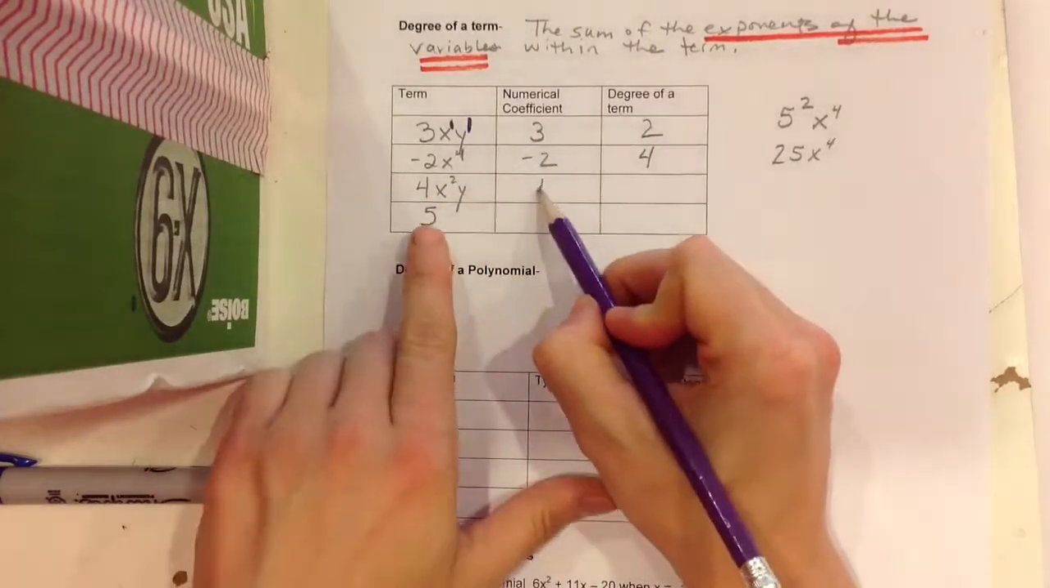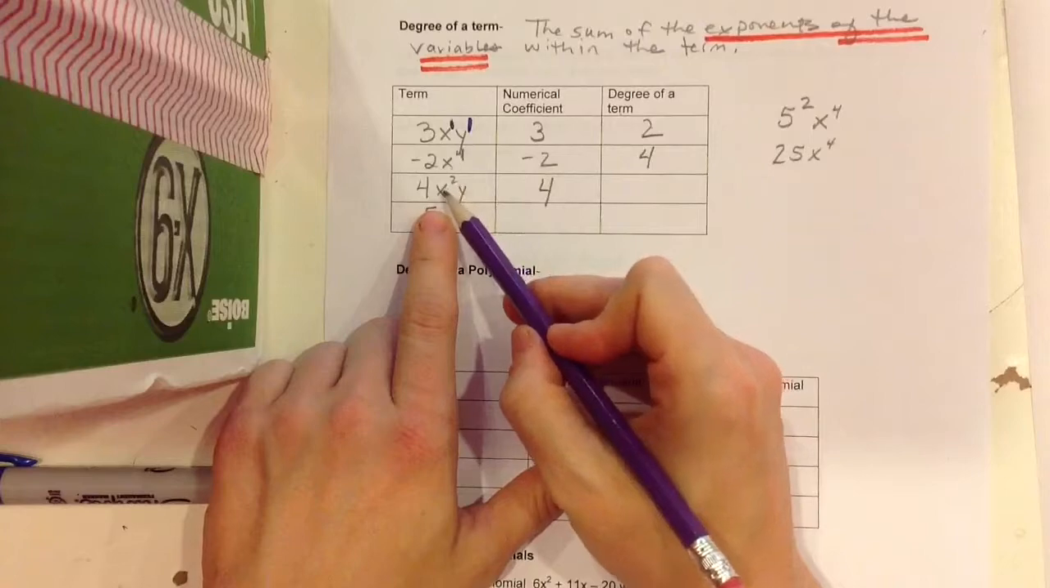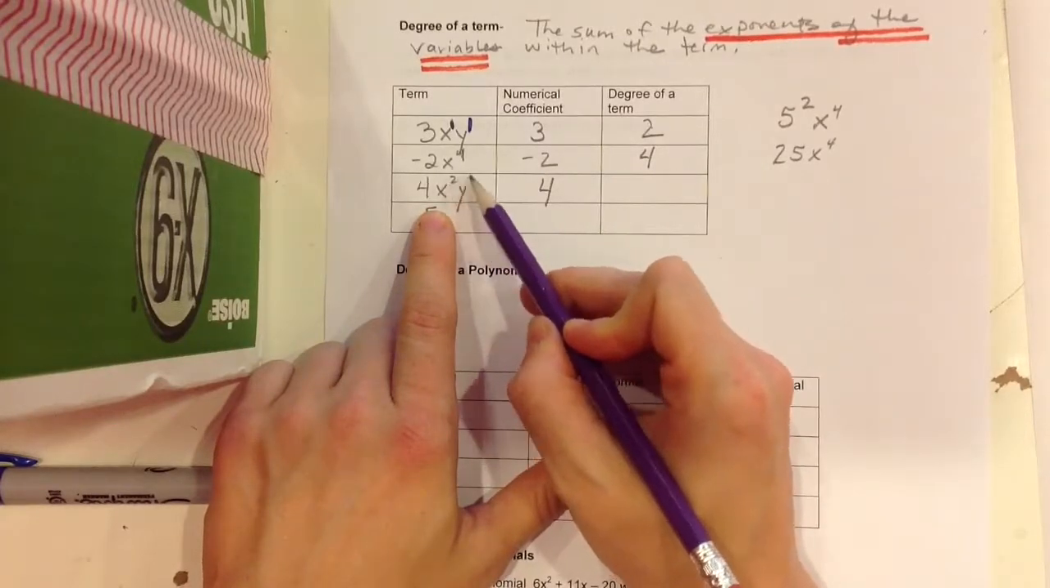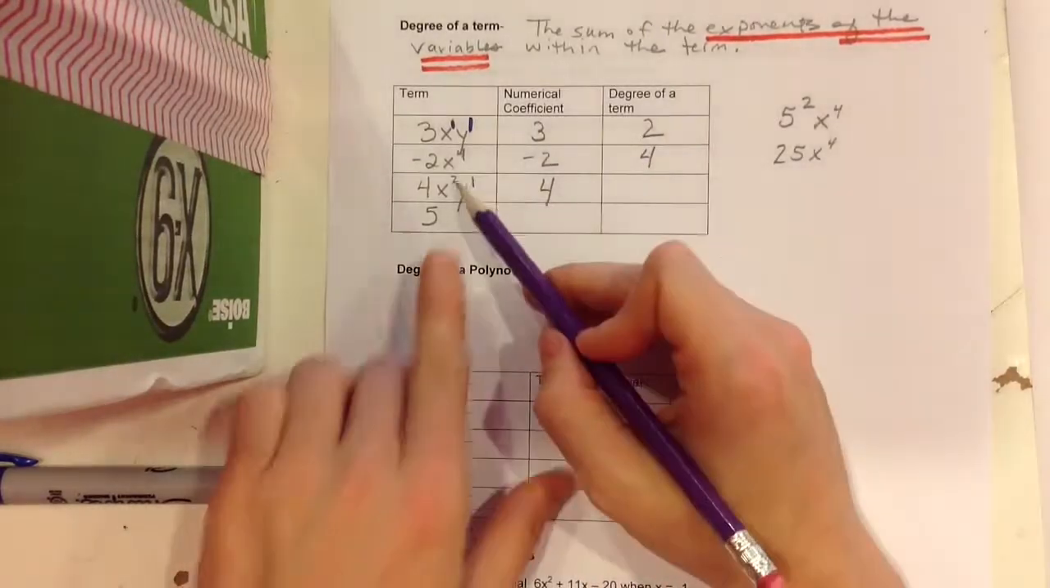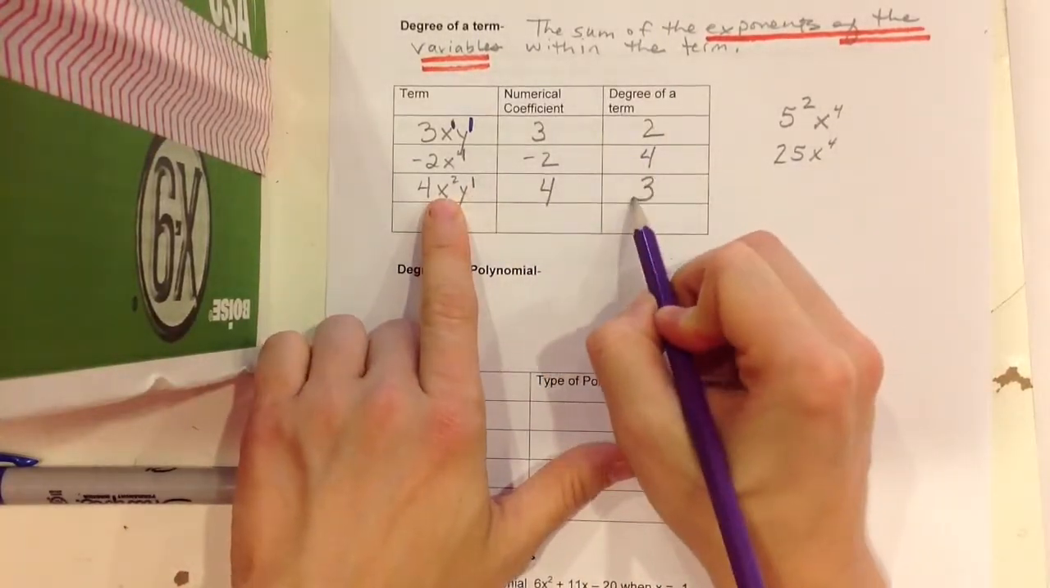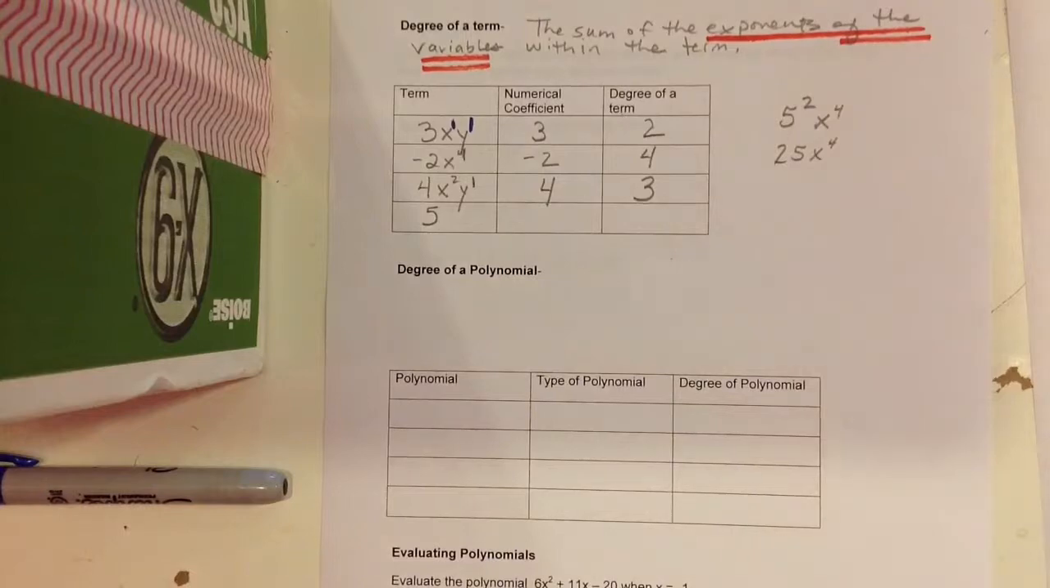The next example, I have 4x squared y. The numerical coefficient is 4. The degree of the term is, well, I have 2 for my first exponent and 1 for my second exponent. So I have 2 plus 1 is 3. So the degree of that term is 3.